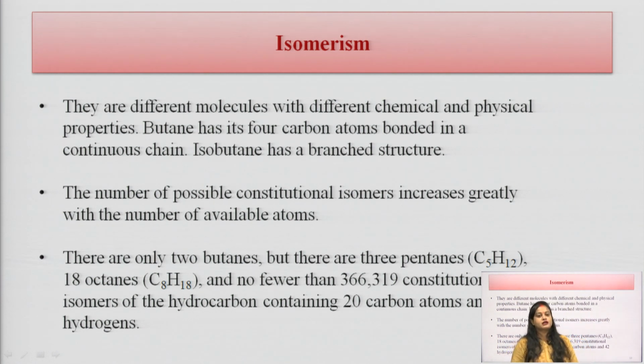The number of possible constitutional isomers increases greatly with the number of available atoms. There are 2 butanes but there are 3 pentanes C5H12, 18 octanes C8H18 and no fewer than 366,319 constitutional isomers of the hydrocarbon containing 20 carbon atoms and 42 hydrogens.